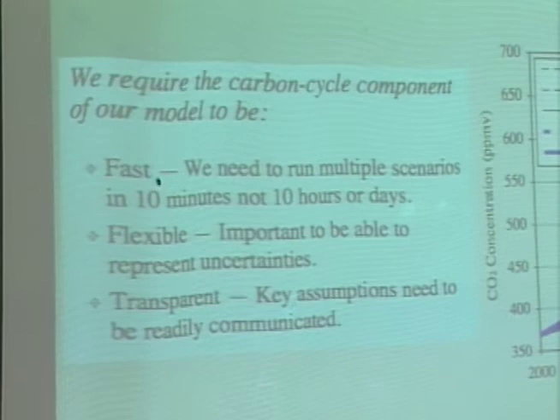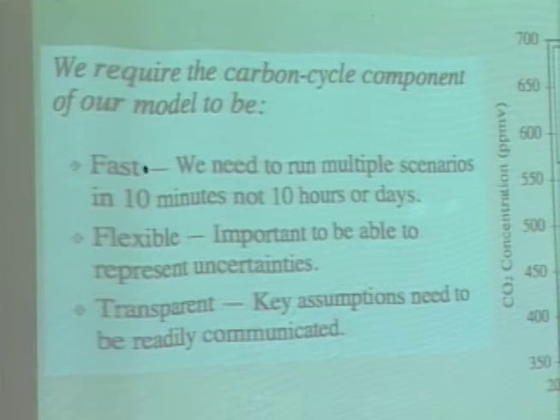We also need to be flexible. The Earth system models basically tend to give you one answer, and each model version has a climate sensitivity, which is great. Now, if they all agreed, that would be the end of it. But, of course, they don't. So for our work, we need to be flexible because we need to be able to represent these uncertainties. And we want it to be as transparent as possible so we can communicate the key assumptions we've made to get our ranges, so people can understand what the implications of these assumptions are.